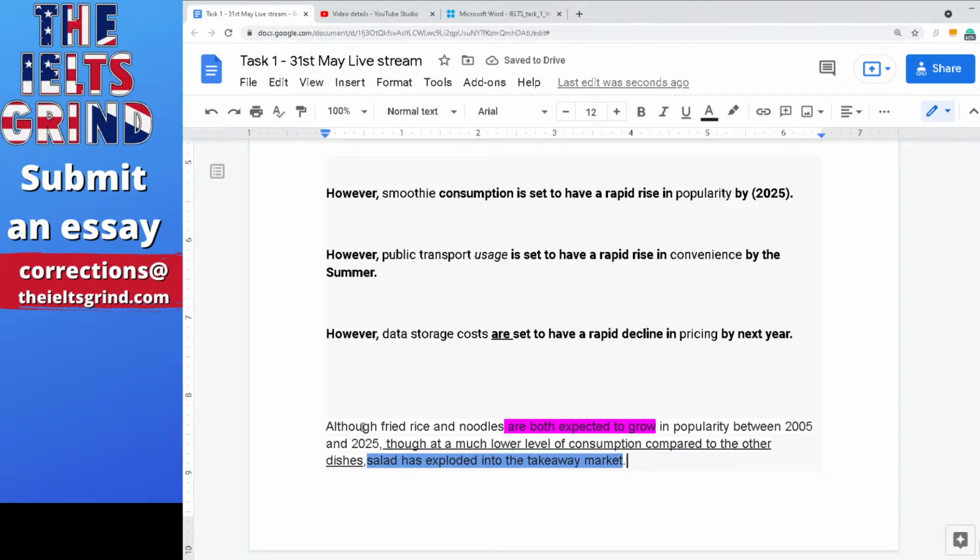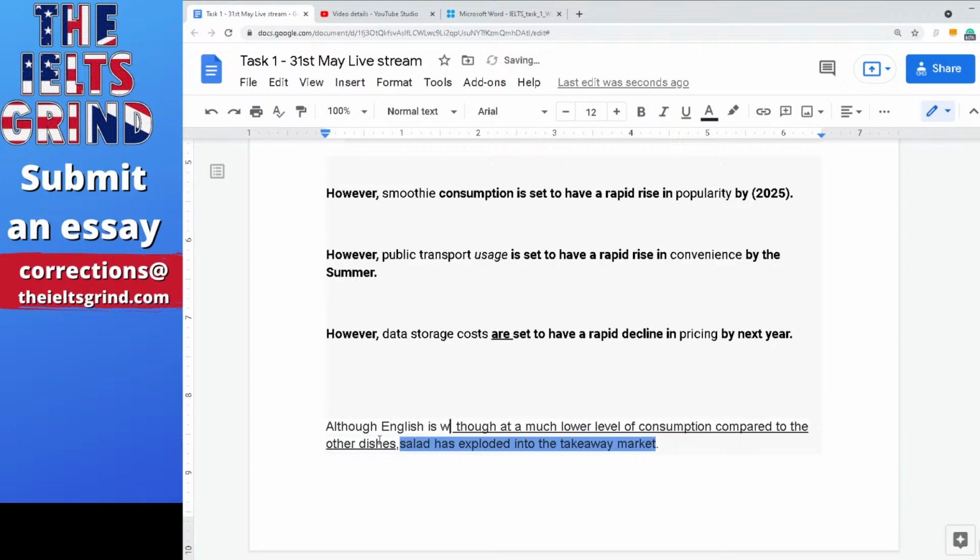So although it's a, okay, let's say, for example, although English is widely spoken around the world, though not in the same numbers as Chinese, most people still hate Americans. Okay, that's the only sentence I could think of. So it's the same idea. If I was to take that away, although English is widely spoken around the world, most people still hate Americans. I'm British, by the way.